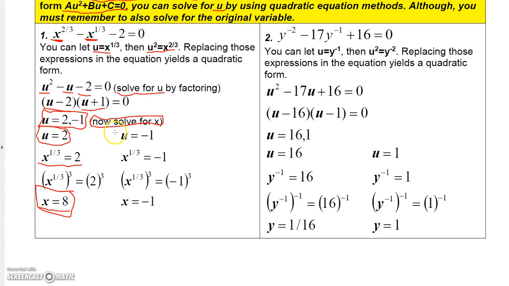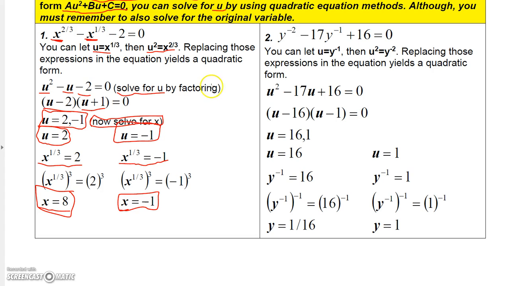Now, same thing here. U is equal to -1, right? But I know that from up here, u is x to the 1/3. So replace u with x to the 1/3, and I have x to the 1/3 equals -1. And then apply the same property as I did over here by just cubing both sides, and I get x to the 1/3 cubed equals -1 cubed, so x equals -1. And so there I have two answers, x equals 8 and x equals -1.